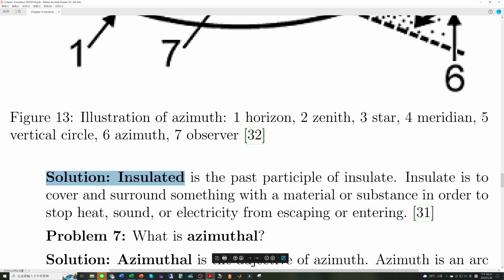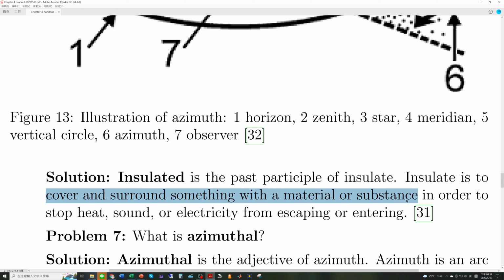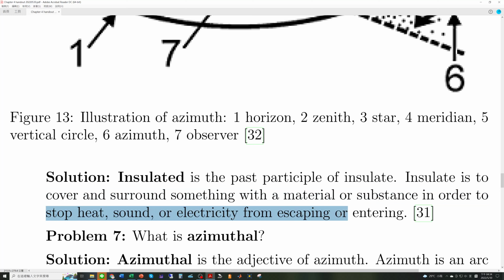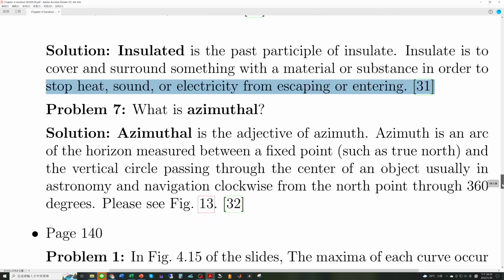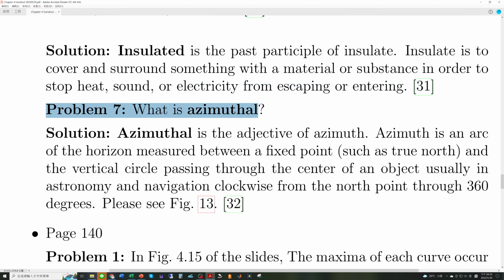Solution. Insulated is the past participle of insulate. Insulate is to cover and surround something with a material or substance in order to stop heat, sound, or electricity from escaping or entering. So next, problem 7. What is azimuthal?